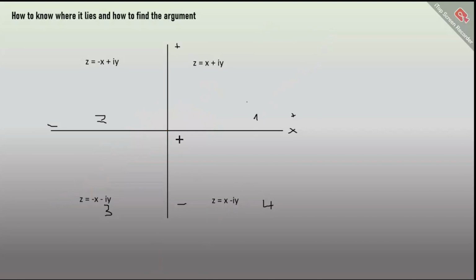Lastly, in the fourth quadrant, this is theta, then this is alpha. So definitely theta will be given by 360 minus alpha. Okay, so this is very much important to know. And let's move on to something else.